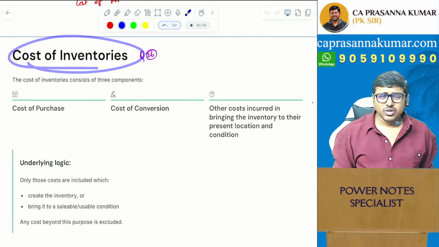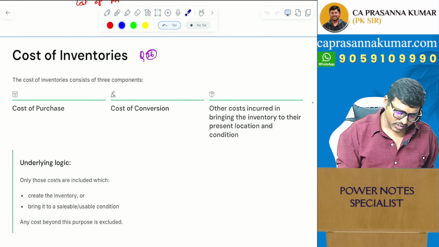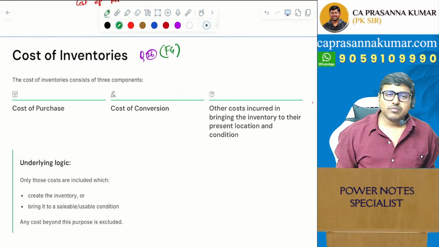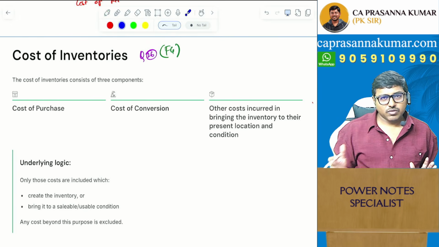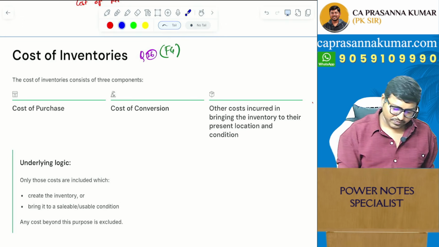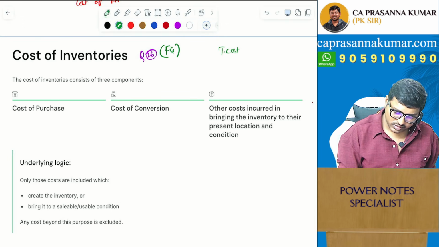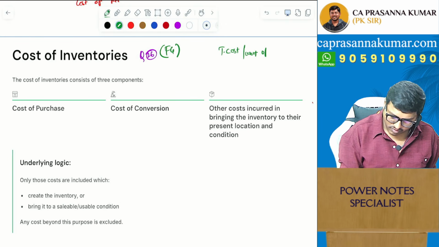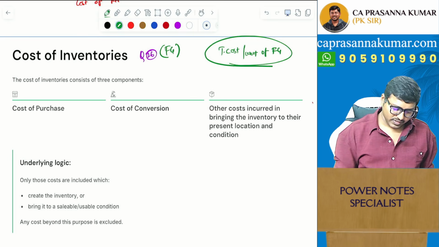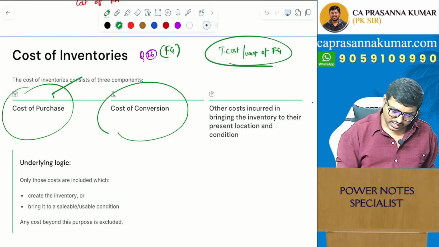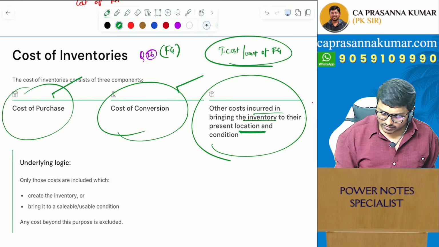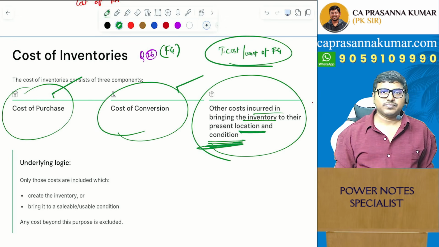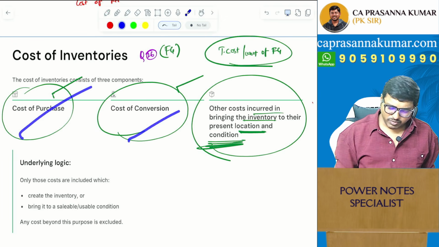Ultimately, when it comes to calculation of cost of inventory, I'm talking about finished goods only here. So to value that finished good, the total cost per unit of finished good is divided into 3. First one is cost of purchase. Second one is cost of conversion. Third one is any other cost that you have incurred, just like PPE, to bring the inventory to its present location and condition. Got it? First two are important. This is not that important.